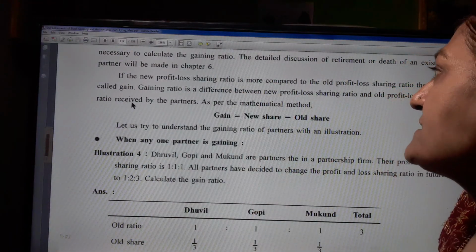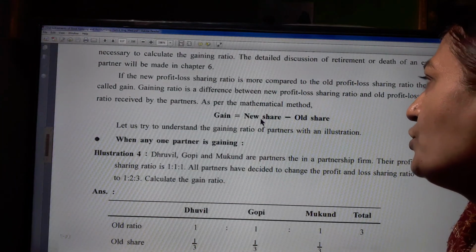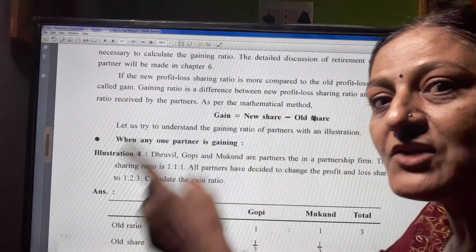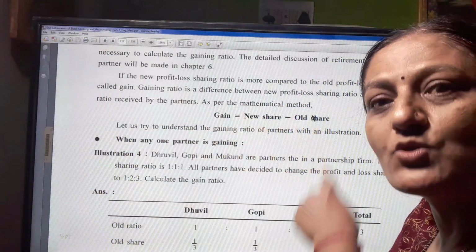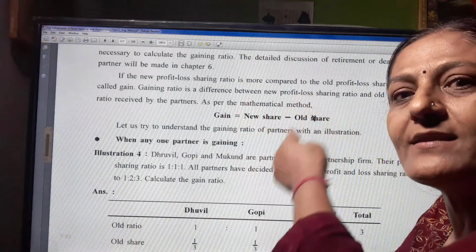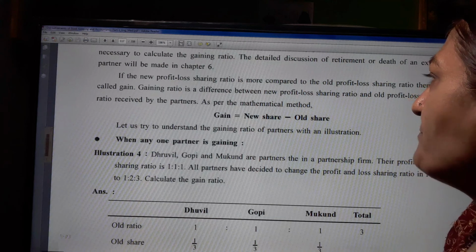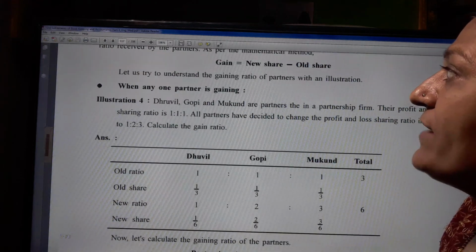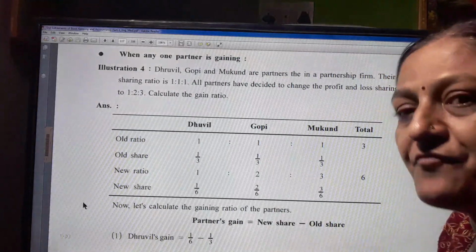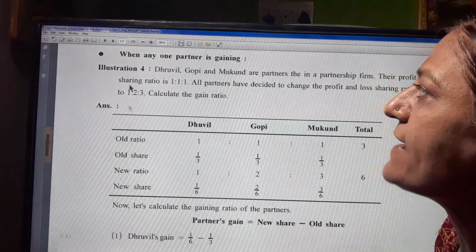And so, as received by the partner, as per the mathematical method, gain is equal to new share minus old share. The opposite formula: in sacrifice, it is old share minus new share. But in gain, it is new share minus old share. So let us try to understand the gaining ratio of partners with an illustration. When any one partner is gaining, illustration number 4. If one partner is gaining, at that time, this type of calculation is there.